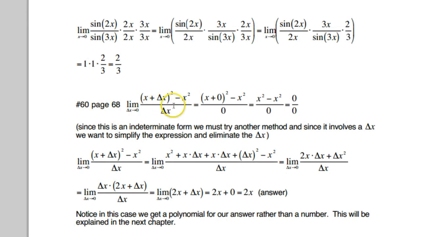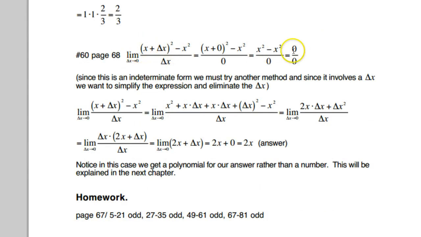Now delta x's, when you're working with this, if you get 0 over 0 for this one, since this is an indeterminate form, we must try to find another method, since we want delta x to simplify the expression and eliminate delta x. So in other words, what we are going to do is change this up and actually multiply it out and then try to see if we can eliminate it. As you can see, we've actually FOILed this out, and then we've simplified it.